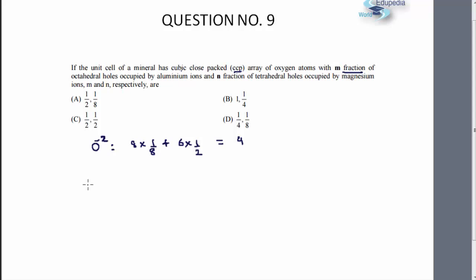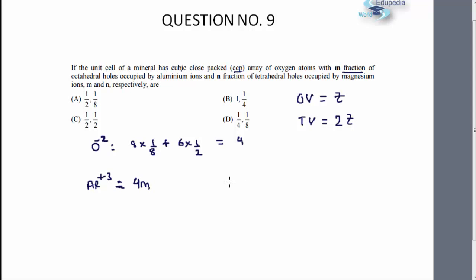aluminium ions. So aluminium, as we all know, is +3, and the octahedral holes will be equal to 4, because you all know the number of OV, as in octahedral voids, is equal to Z, and the number of TV, as in tetrahedral voids, is equal to 2Z. So there will be 4 octahedral voids, and out of those 4, m will be occupied by aluminium. So there will be 4m; that will be the number of aluminium ions.